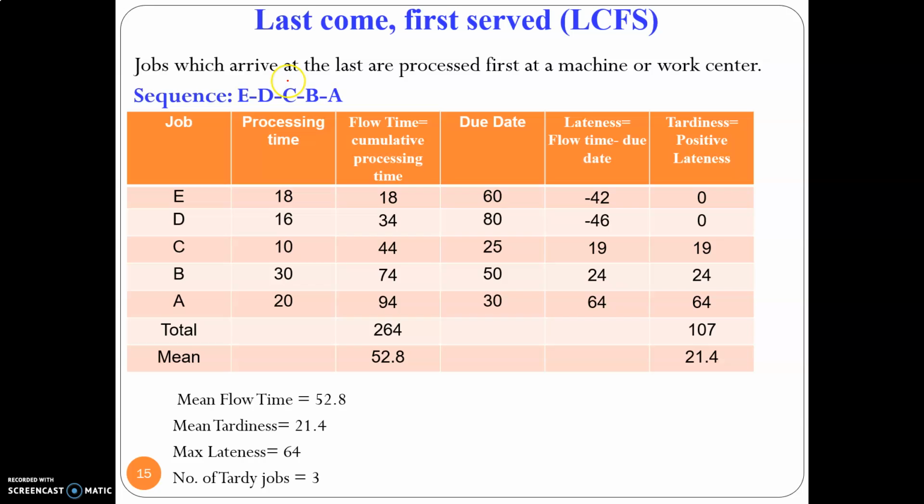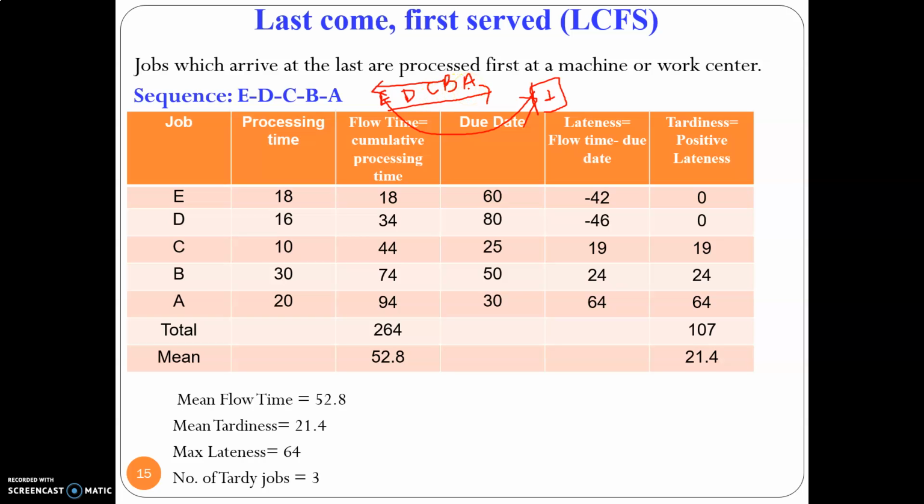Next one is the last come first serve rule. So we have the machine and a queue. First the job A enters the queue, the next job B comes, then C, D, and E. This is the order in which the jobs are standing in the queue. Whichever job is at the last of the queue, I will be feeding that first. That is, the last job in the queue will be processed first. So the sequence will be E, D, C, B, and A.